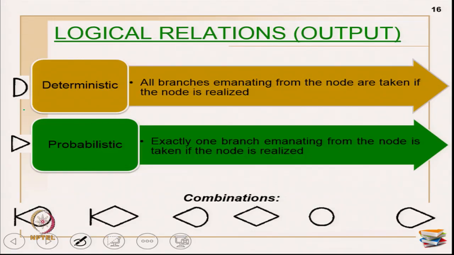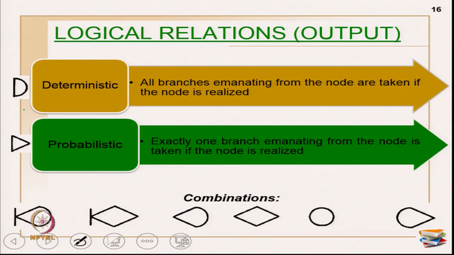So, primarily I am having two symbols here. Okay. One is like a D shape and the other one is a triangle shape. So, D shape stands for deterministic and the triangle stands for probabilistic. Now, here the deterministic, all the branches emanating from the node are taken if the node is realized. Okay. So, all branches will be operational here. Then probabilistic, exactly one branch emanating from the node is taken if the node is realized. Whenever there is enough input coming in, only one branch will be operational.